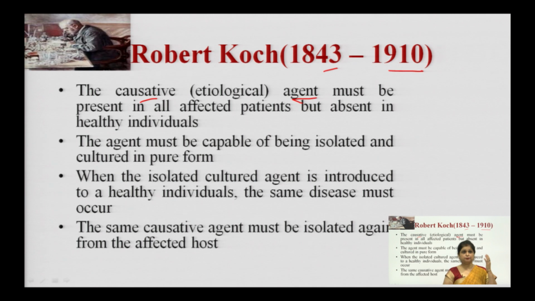Today also, that practical which he designed in the 19th century, from 1843 to 1910, he was the scientist who developed an experiment, and that experiment is being used nowadays in the pathological labs. Now, how did he do it? The first point he considered was that the causative agent must be present in all affected patients. First he worked on the affected patients who are suffering from the disease.